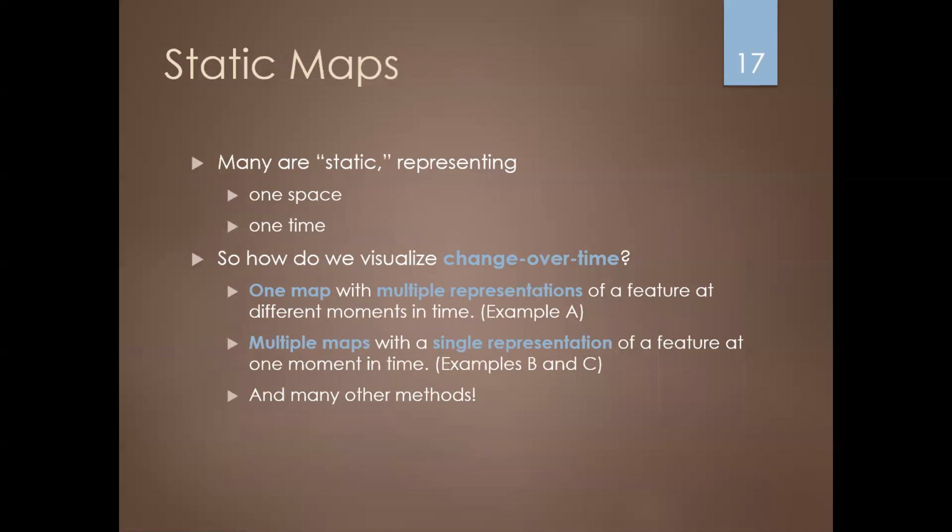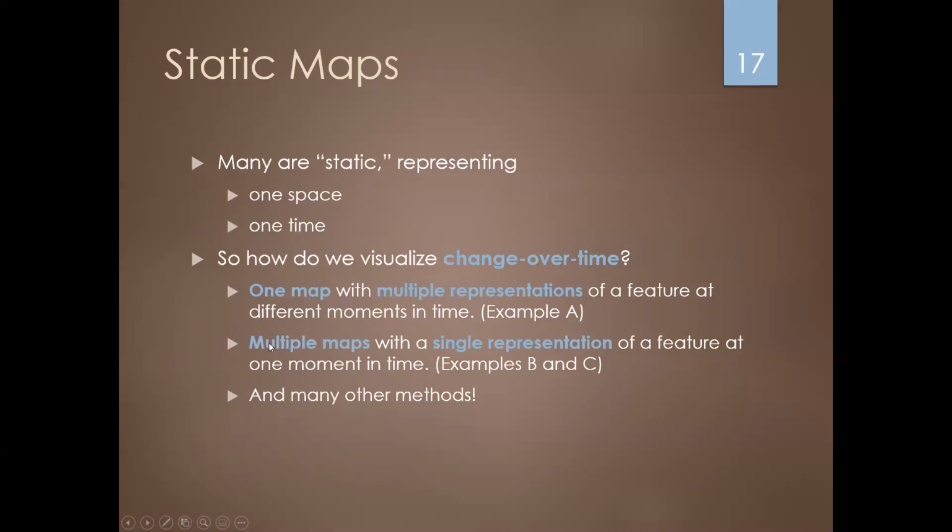And yeah, like I said, sometimes it's not necessary to make animations to address changes over time. We can also use static maps to do that. Okay, so how do we visualize change over time using static maps? We can use one map with multiple representations of a feature at different moments in time. Okay, there will be examples. Example A will be for this.